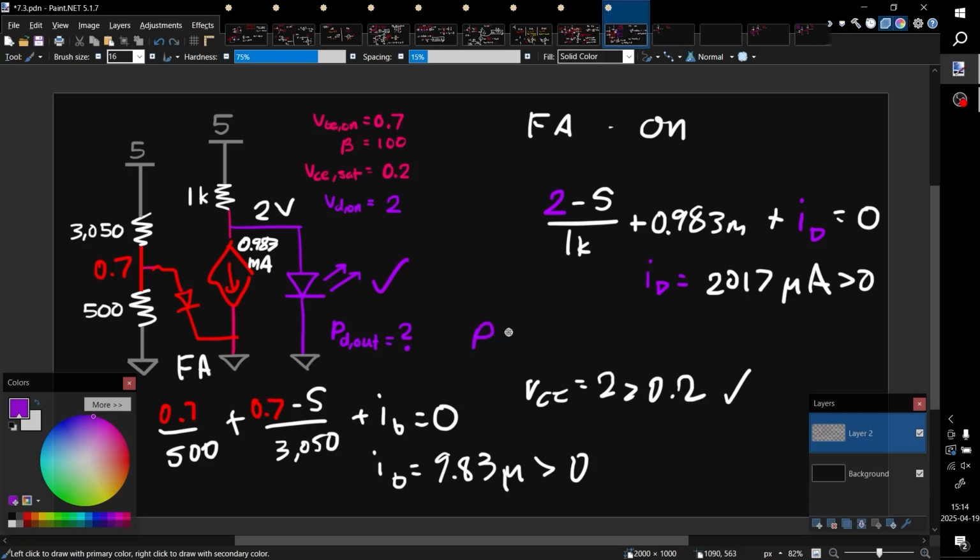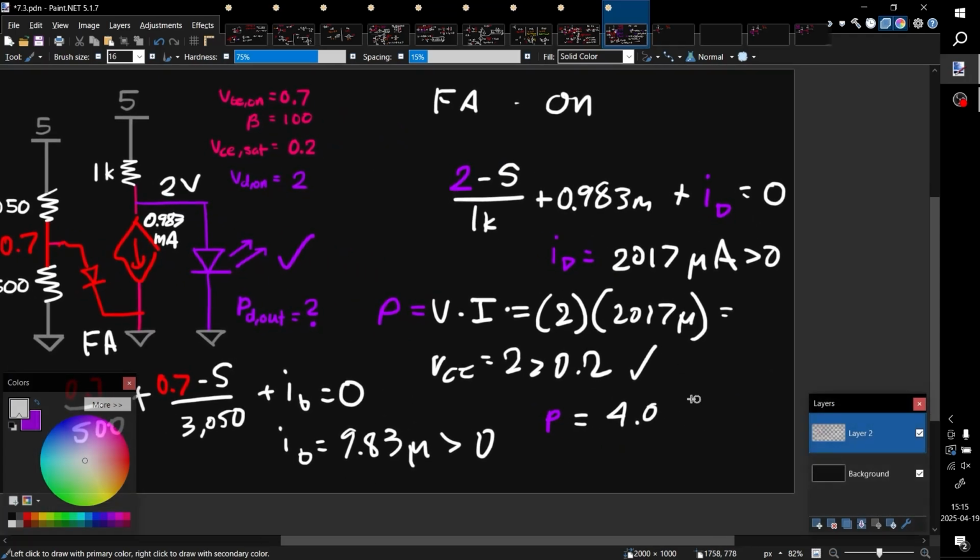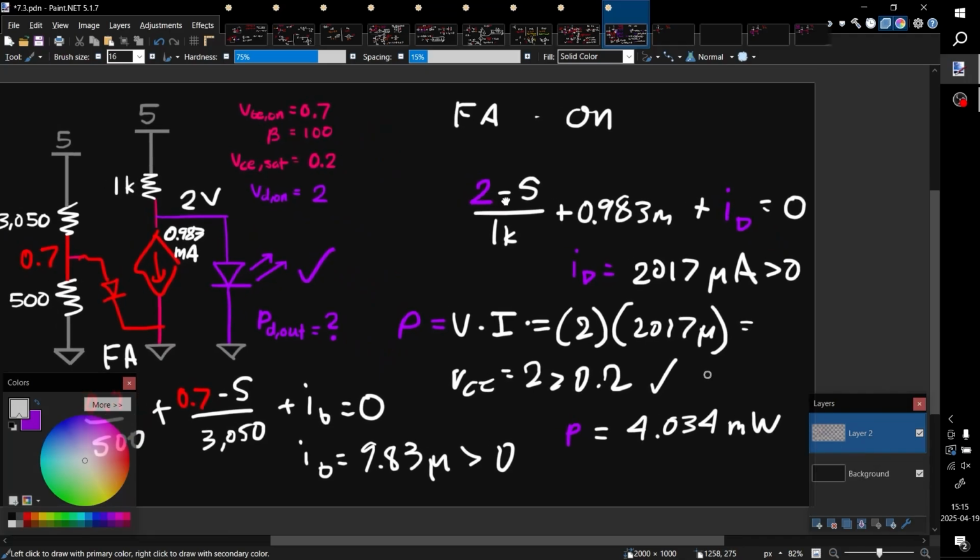So just to remind, P is equal to V times I. We know that V is just 2. And our current here is this 2017 micro. So this should give us 4.034 milliwatts. So P is equal to 4.034 milliwatts. And is it absorbed or delivered?